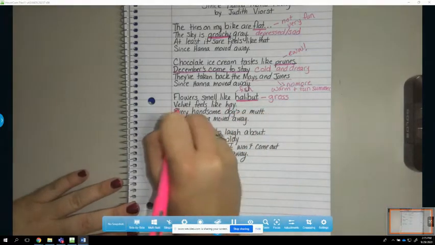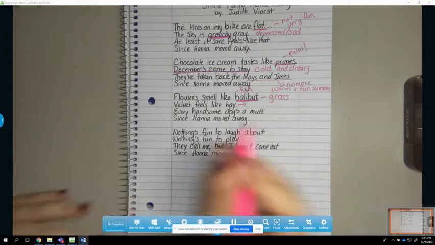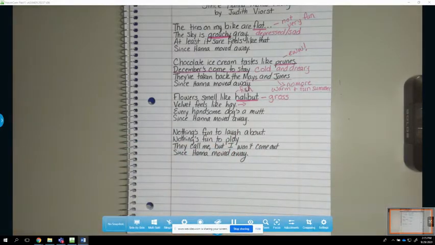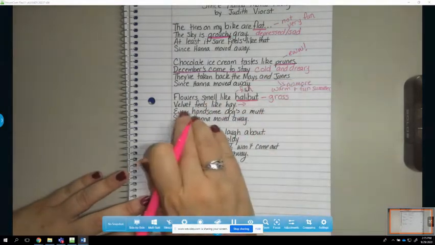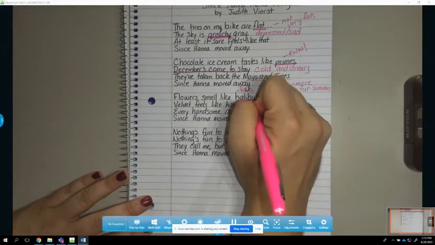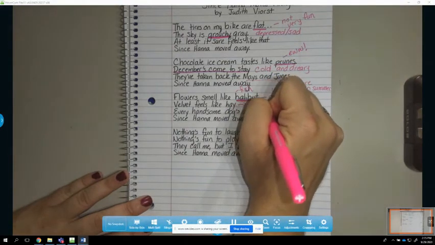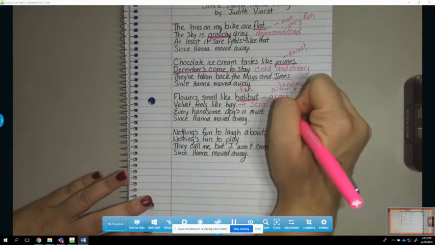And then velvet feels like hay. Velvet's a very soft cloth that people love to wear as clothing because it feels so cool. But if anybody's ever sat on hay during like a hayride in the fall, you know it starts getting a little scratchy, a little itchy. The hay starts poking you in different places and it's uncomfortable. So our velvet feeling like hay tells me that the author wants me to think of scratchy and painful.